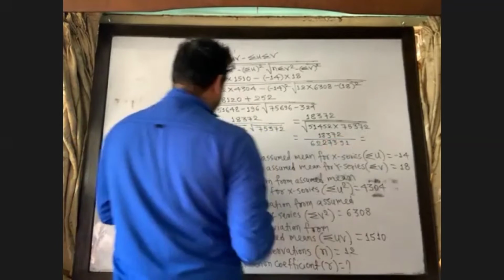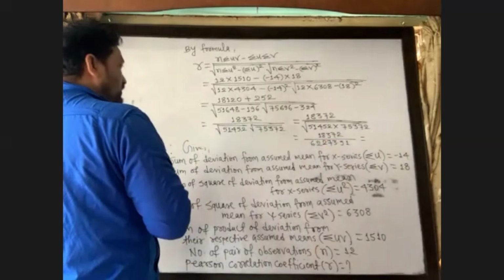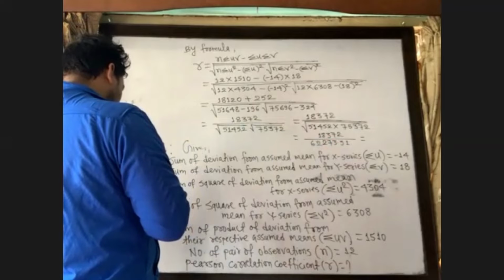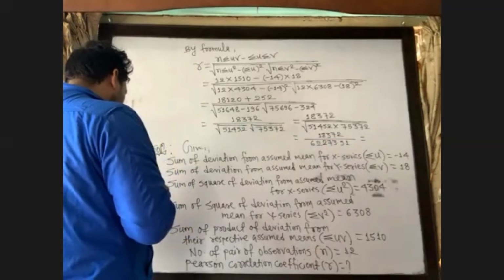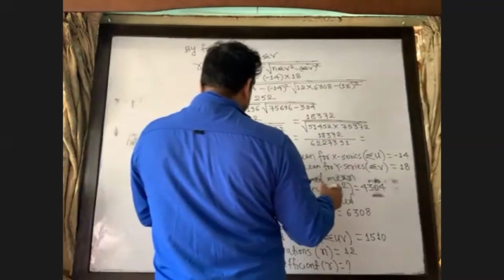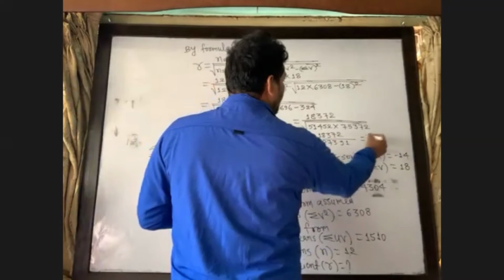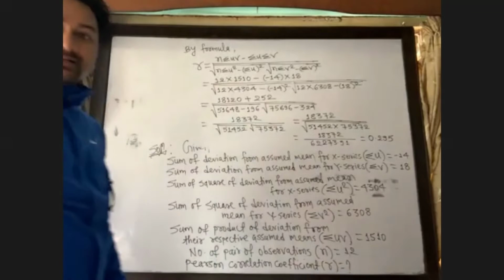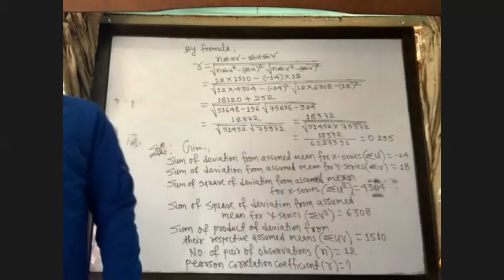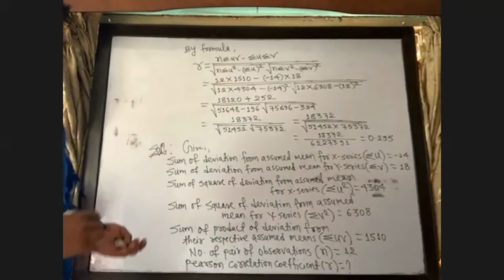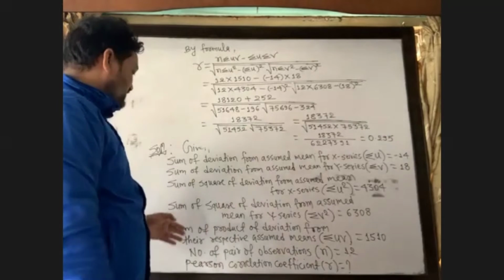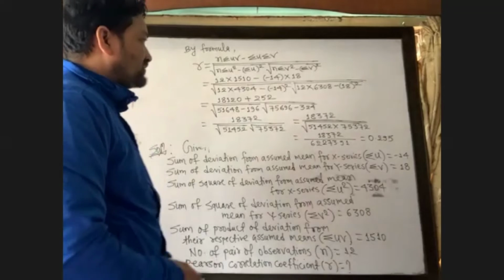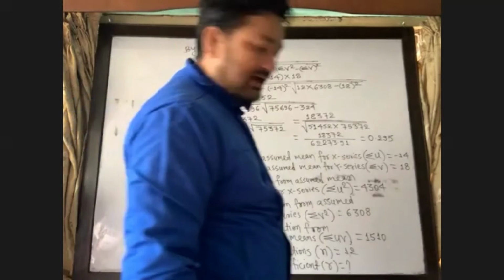62273.91. Okay, then 18,372 divided by answer, we'll get here 0.295. Okay, so this is the answer, 0.295, right? Now 0.295 is the answer. That is the Pearson correlation coefficient. Okay, hence Pearson correlation coefficient is 0.295.